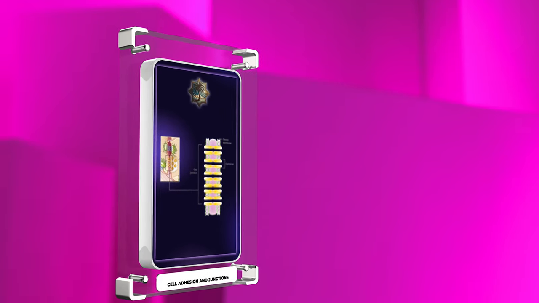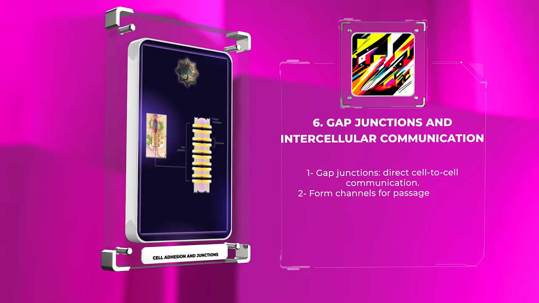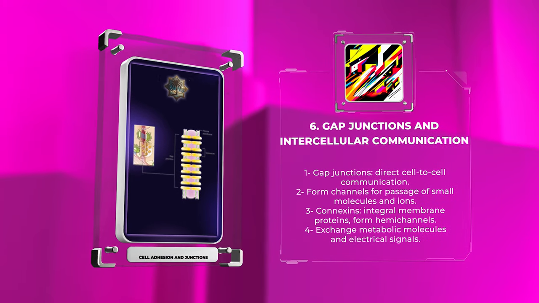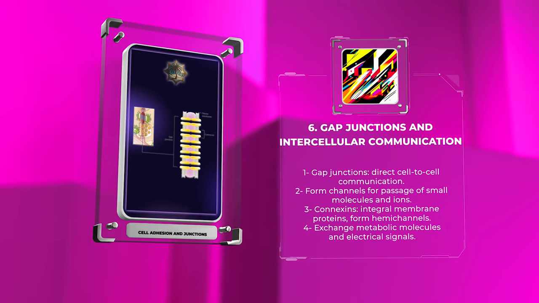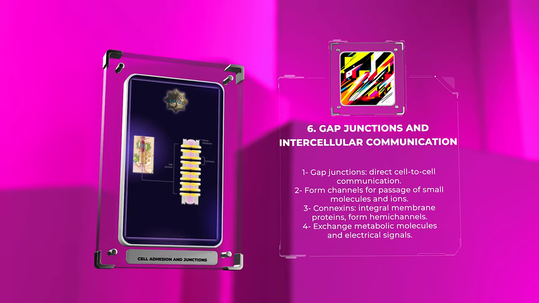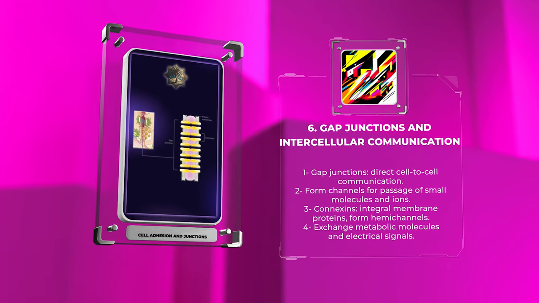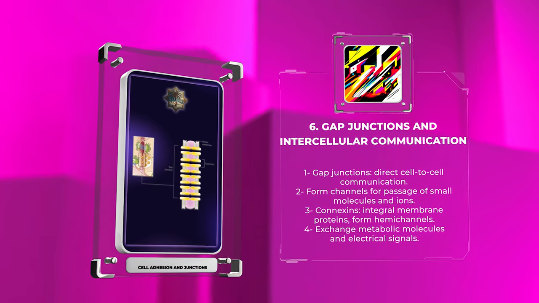Gap junctions facilitate direct cell-to-cell communication by forming channels that permit the passage of small molecules and ions. Connexins are integral membrane proteins that oligomerize to form hemichannels. These hemichannels align on adjacent cells to create gap junction channels, enabling the exchange of metabolic molecules and electrical signals.